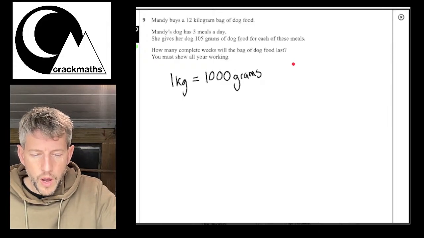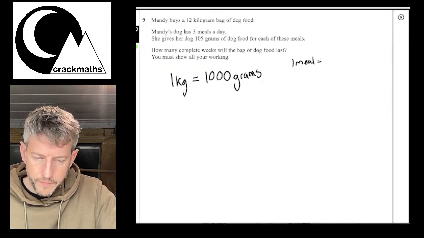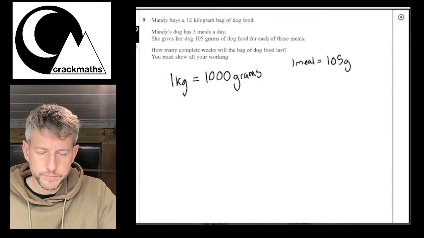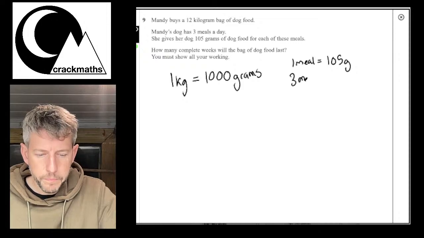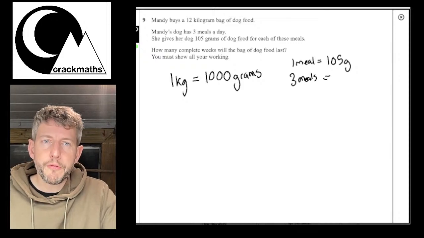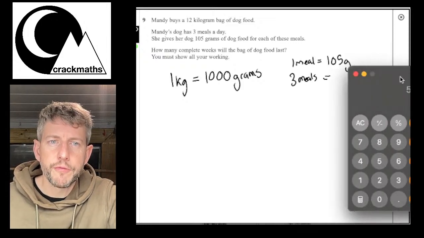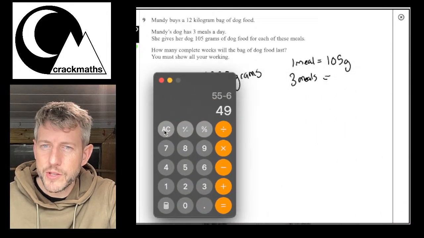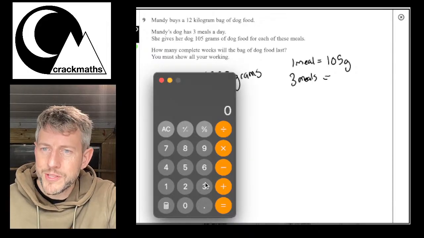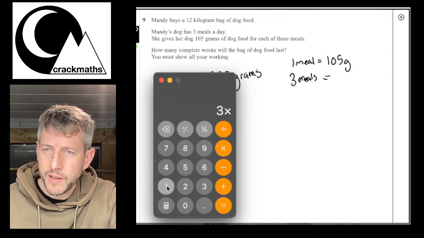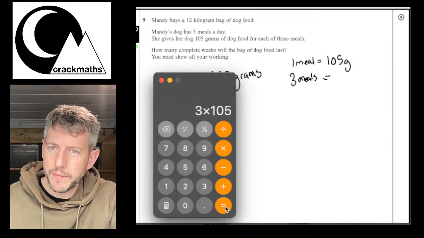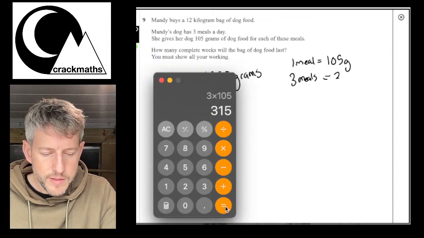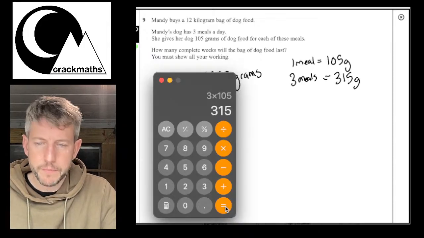So 1 meal equals 105 grams. 3 meals will be 3 lots of this. So 3 times 105. Okay. I know that a lot of these things with the calculator, you can do them in your head. But I'm just using the calculator each time just to encourage us to use it whilst we have it. It's not cheating to use the calculator. It is just a good thing to do. So we've got here 315 grams.